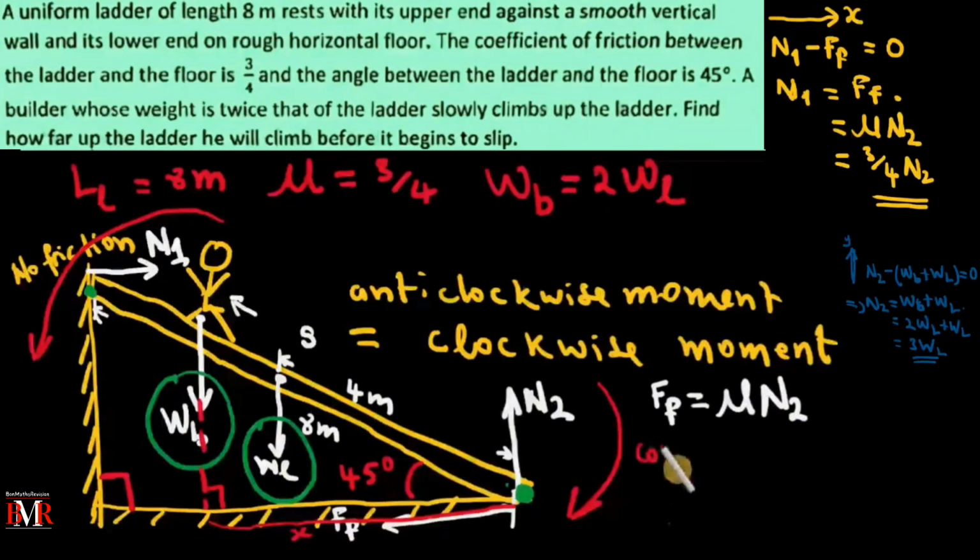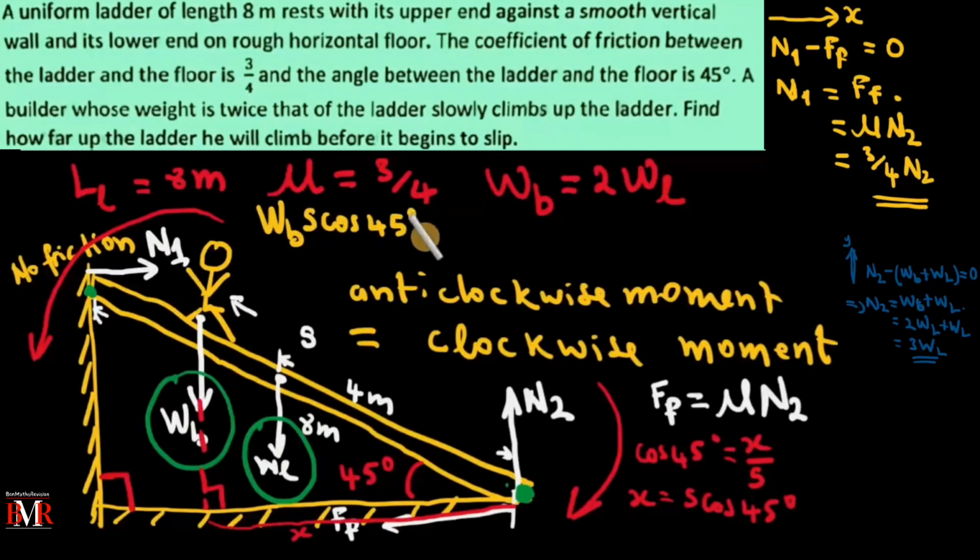You will see that cos 45 degrees is equal to adjacent, which is x, over the hypotenuse, which is s. From here to here is s, x over s. It means that x is equal to s cos 45 degrees. It means that the moment of WB, that's the weight of the builder, is the force or the weight of the builder times x, that is WB s cos 45 degrees.